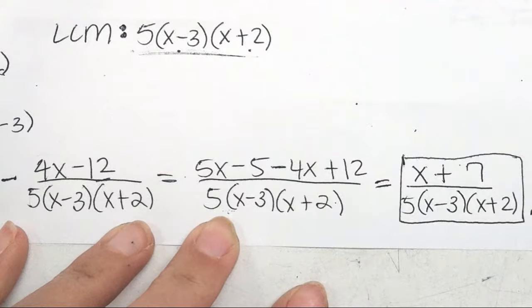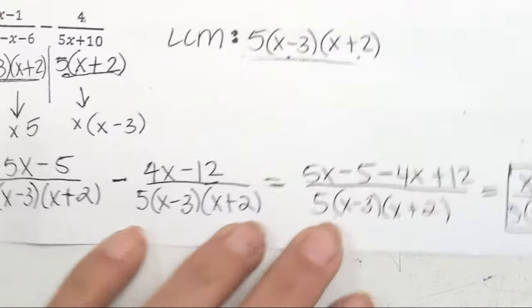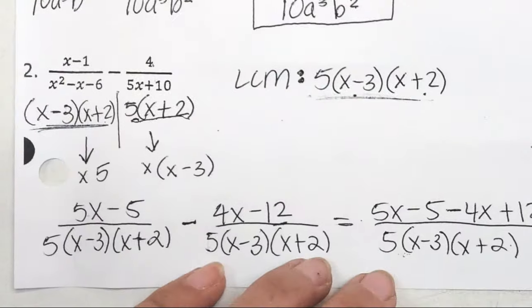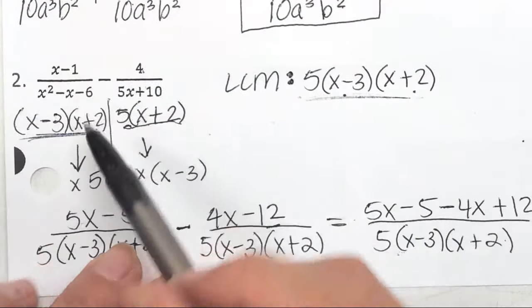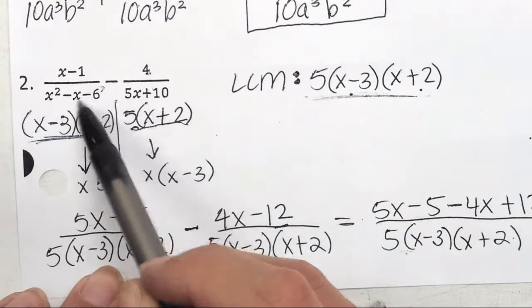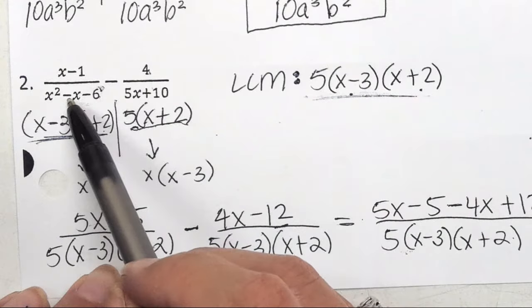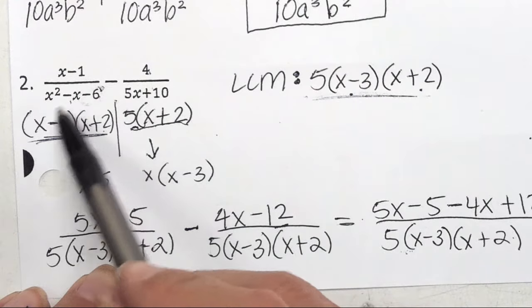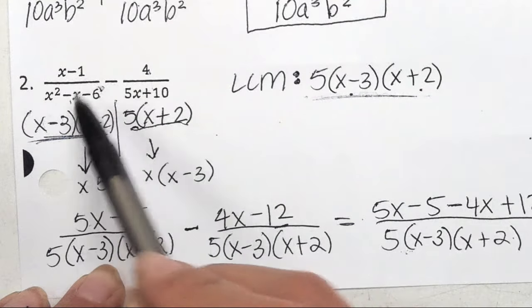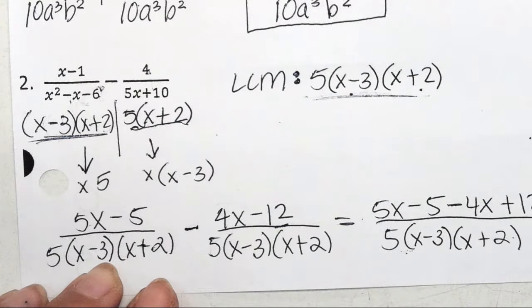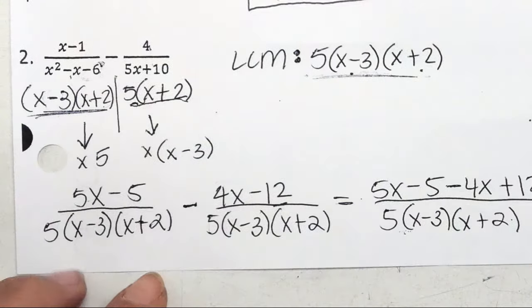Any questions on this one? Yes. Can you explain how you got x minus 3 and x plus 2 right here? Yeah, we factored. So we found factors of negative 6 that could add together to get negative 1. So negative 3 times 2 would give us negative 6, and then negative 3 plus 2 would give us that negative 1. Any other questions?